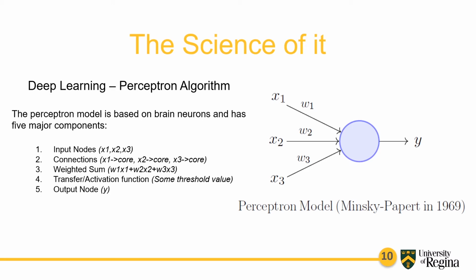Inside the core, we calculate the weighted sum of all inputs. If the weighted sum is greater than a certain threshold value, we fire up a neuron just like a real brain neuron would and transfer the data to the output node labeled as Y.